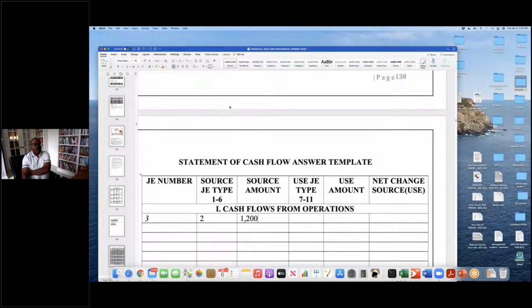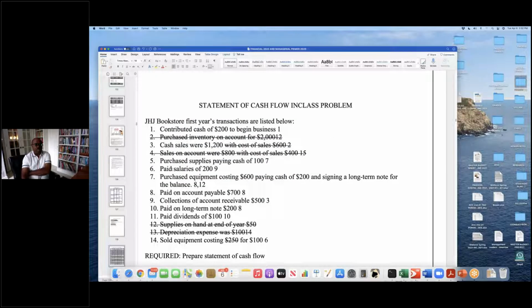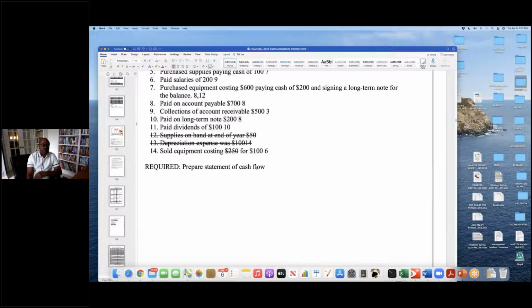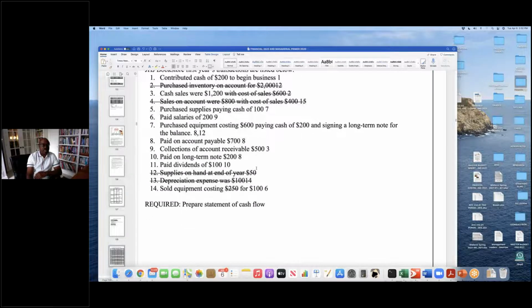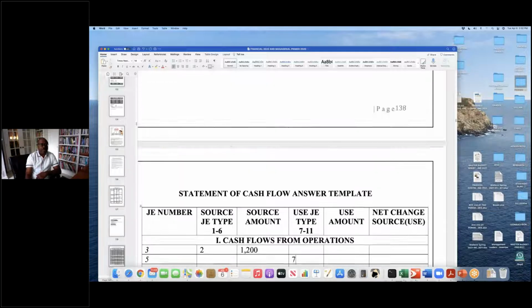Okay, just moving right along. Purchase of supplies paying cash of 100. So that's going to be a use. Purchase of supplies paying cash of 100. So that's transaction 5. But it's a use, so it's going to be purchase of an asset, 7. And our amount will flip, 100.